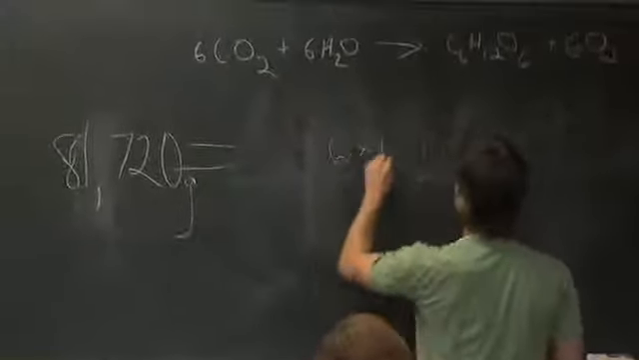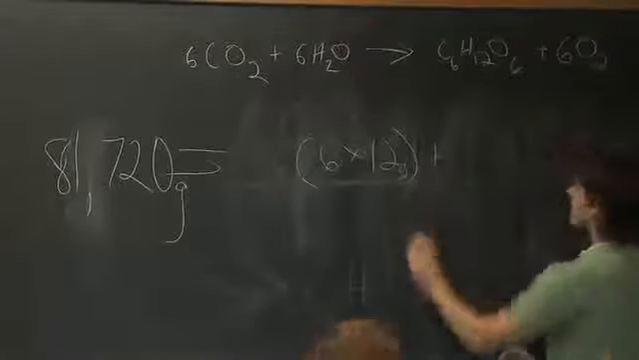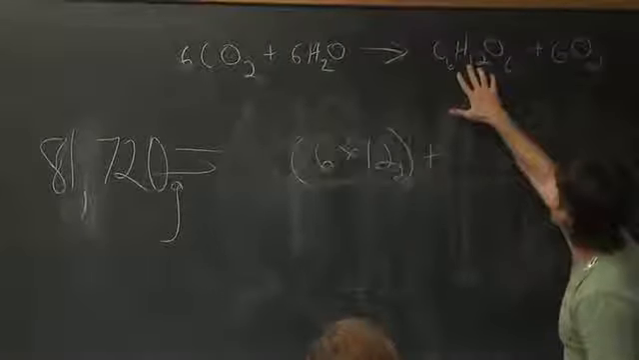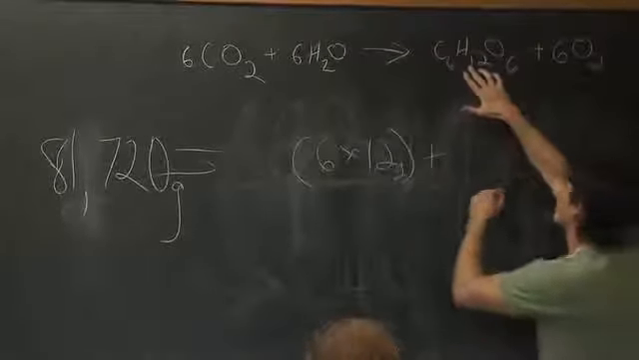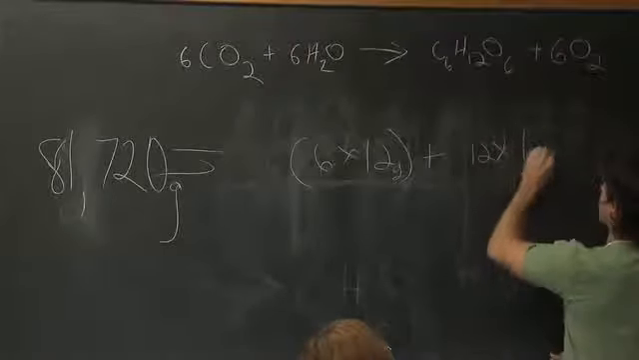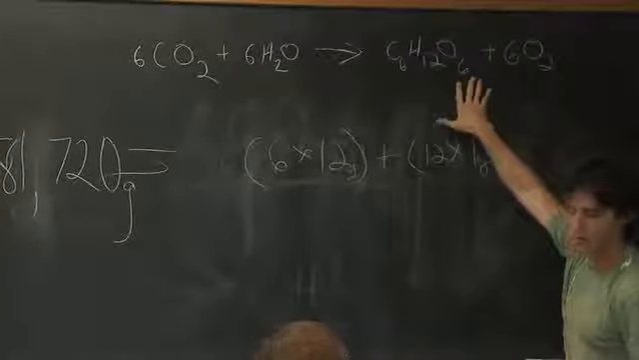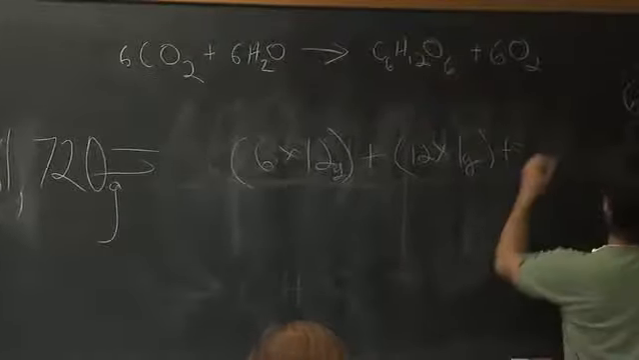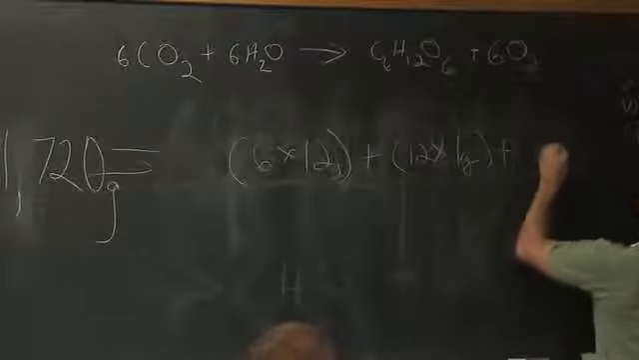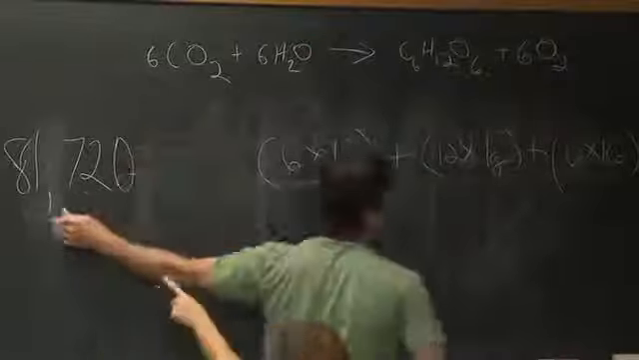Yeah. 1 mole of carbon weighs 12 grams. 6 times 12, plus 12 hydrogens, and hydrogen is 1 gram, so 12 times 1, plus 6 oxygen, that's 16? Yes. So 6 times 16. Okay, so now we need to add all this up.